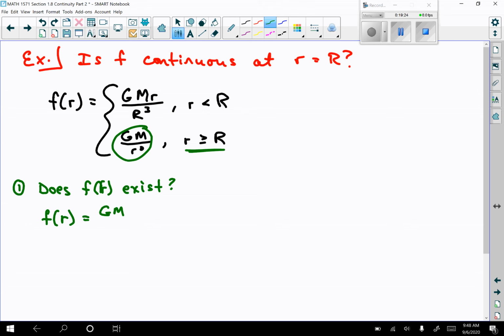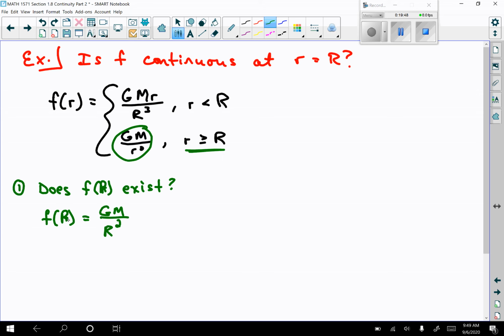Actually, I want to use a capital R. That's in here, so sorry about that. We want to use a capital R because I've got to replace the lowercase r with it. So GM over, and this just becomes capital R squared. So that's what we're looking at here. We could actually substitute this in and just say that f of capital R is equal to GM over R squared.